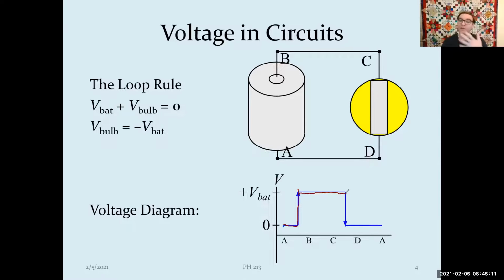Then I hit this light bulb. Light bulb's not an ideal wire. And so the voltage is going to go down as I move over that. How do I know how far it needs to go down? Well, the loop rule told me that I need to end exactly where I started. So by the time I get back to A, I had better be at the same voltage, same height on my voltage diagram. And the only way for that to be true is for the amount of voltage I gained from A to B to be equal to the amount of voltage that I lost from C to D.